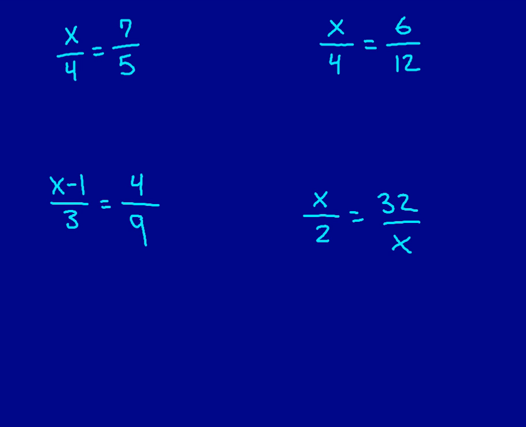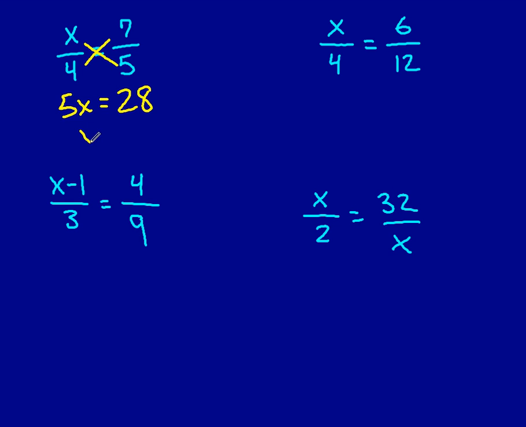Looking at proportions today, and proportions are really simple. When we had just regular multiplication, we said we multiplied straight across. In proportions, with an equal sign in the middle, we cross multiply. So what I do here, 5 times x is just 5x, and 4 times 7 is 28, and we set them equal to each other.